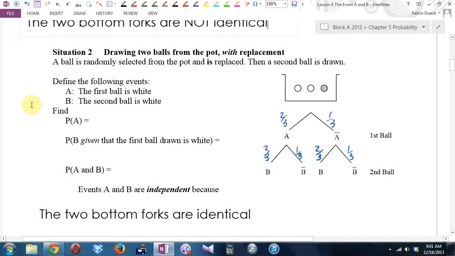Hey, let's fill in, Kayvon, let's fill in these questions here. So it said, find probability of A. The probability that the first ball is white, what did we say? What are the odds that the first ball is white? 2/3. What are the odds of event B given that the first ball drawn is white? First of all, we write it like this. Probability of B given A.